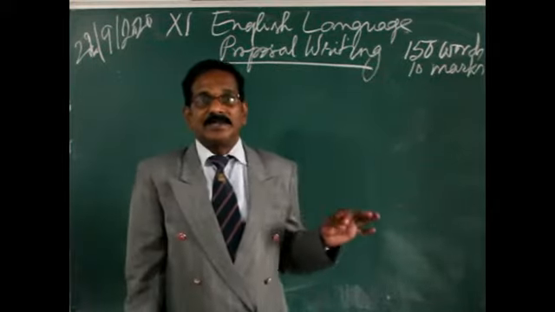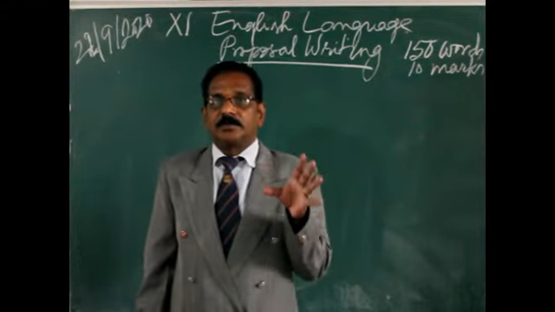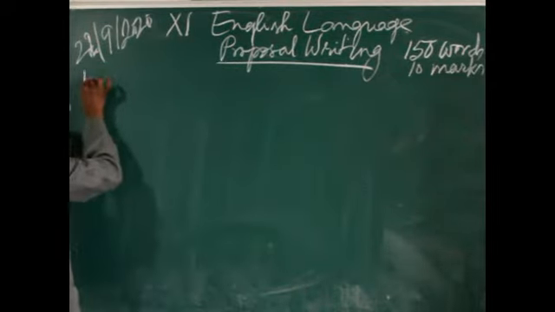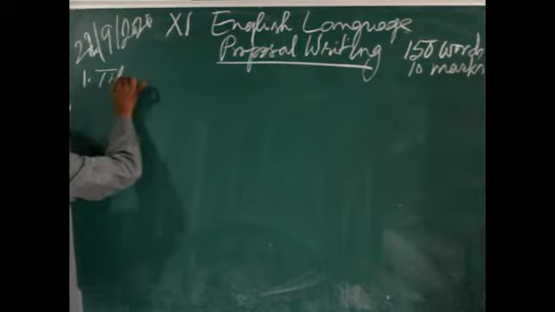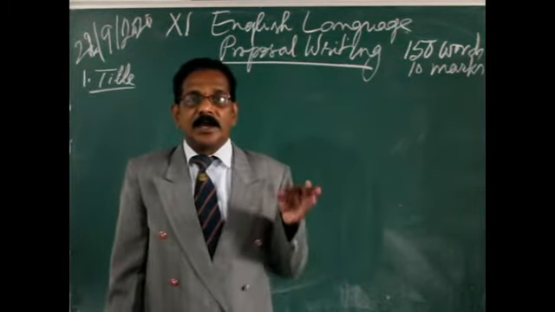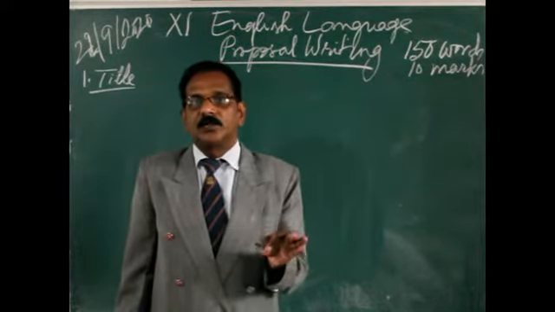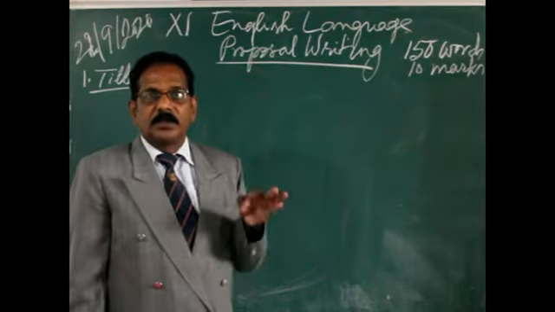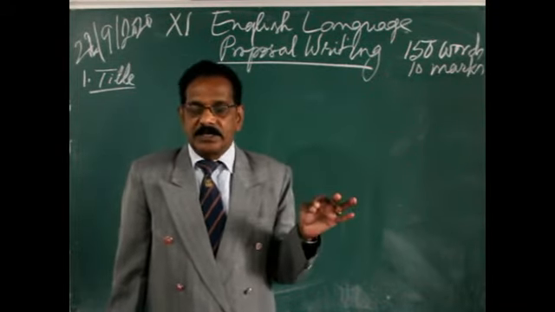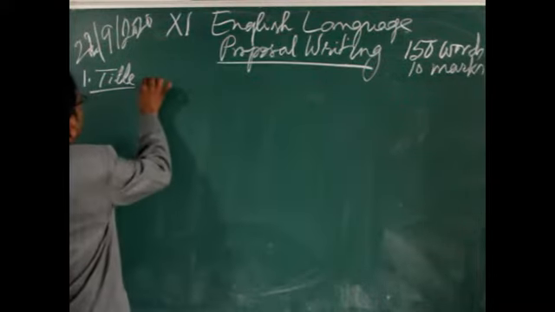So you have to basically remember to include 6 points. And the first is a title. A title is to be given. And since it is a proposal, our title will start with the word proposal for whatever be your project, because we are concentrating on a project-based proposal. So here we have the title.